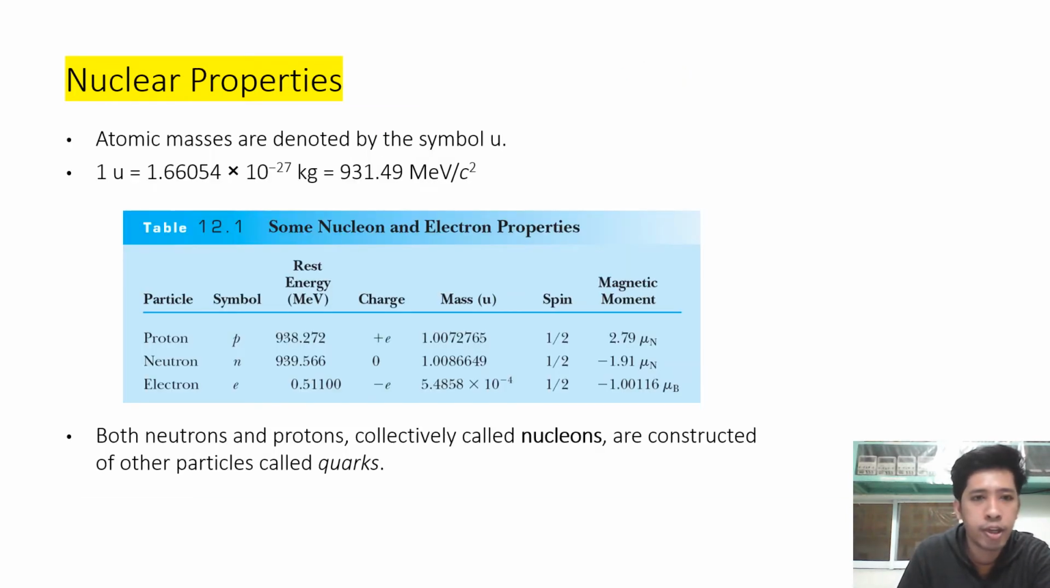Again, we have here the nuclear properties. Atomic masses are denoted by the symbol u or amu. 1 u is equal to 1.66054 times 10 to the negative 27 kilograms, or this is equal to 931.41 mega electron volts per c squared, where c is the speed of light. Both neutrons and protons are collectively called nucleons, and are constructed of other particles called quarks.